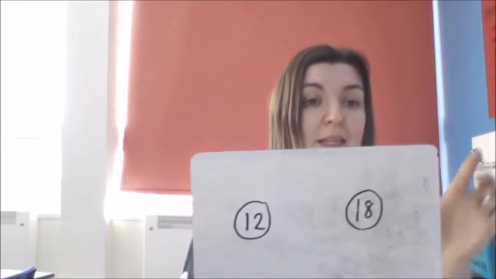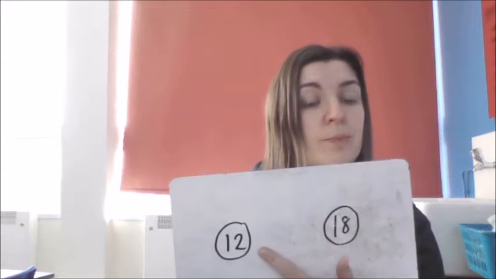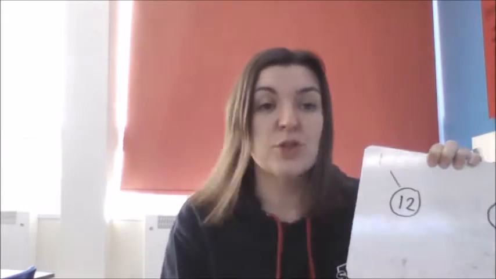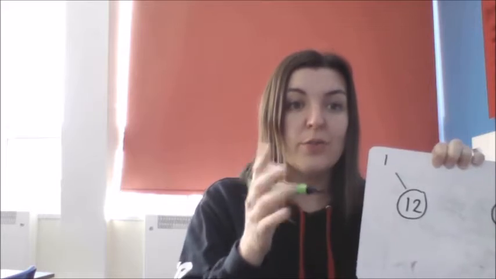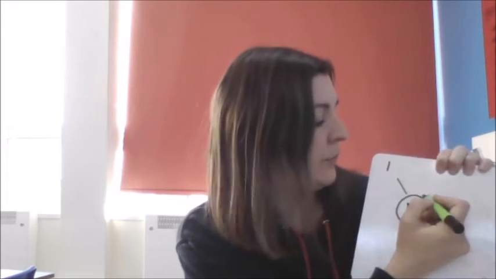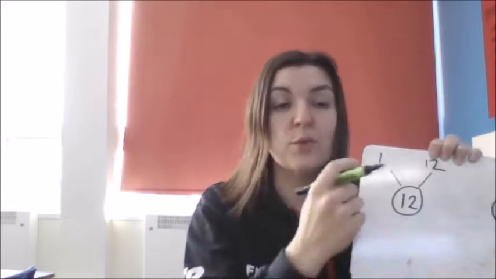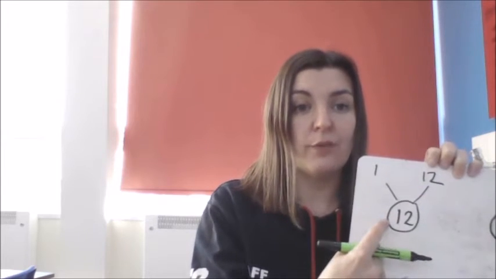So I've got 12 and 18. Now I'm going to think about numbers that I can multiply together to get 12. So the best way for me to do that is to start with a number. So I'm going to start with 1. What do I multiply 1 by to get 12? I know that I do 1 times 12. So 1 and 12 multiply together to get 12. They are factors. So 1 and 12 are factors of 12.